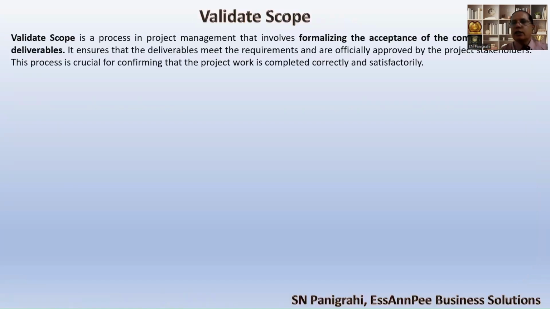Then we go to the last step of scope management, where we validate the scope. Validate means formalizing the acceptance. Once the customer accepts, that means validates, only then does the project come to closure. So validate scope is a very important step at the end of the project.